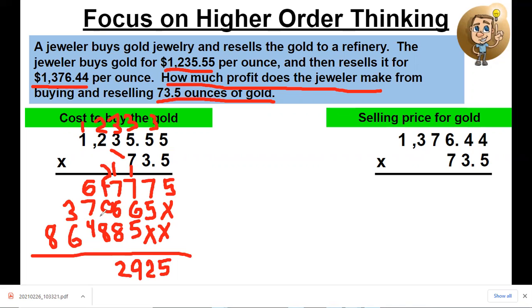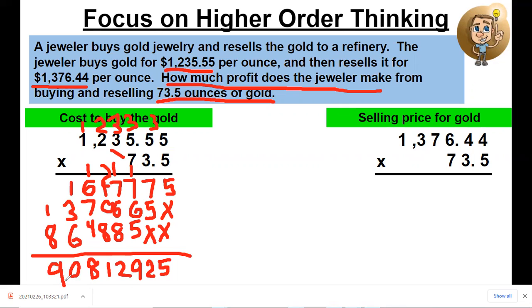2 plus 1 is 3. 3 plus 8 is 11. Put down the 1. Carry the 1. 7 and 6 is 13 plus 1 is 14 plus 4. 15, 16, 17, 18. Put down the 8. Carry the 1. 6 plus 3 is 9 plus 1 is 10. Put down the 0. Carry the 1. 8 plus 1 is 9.